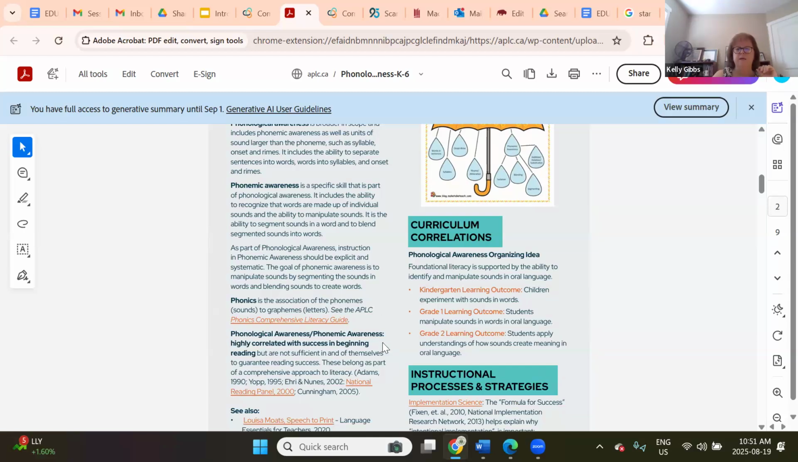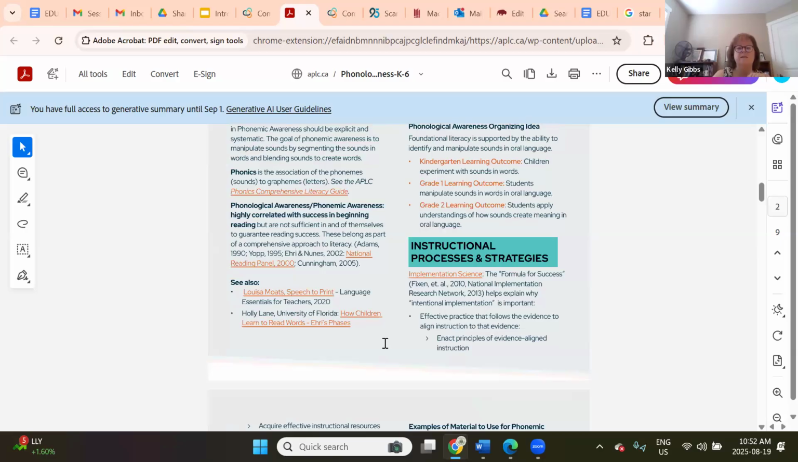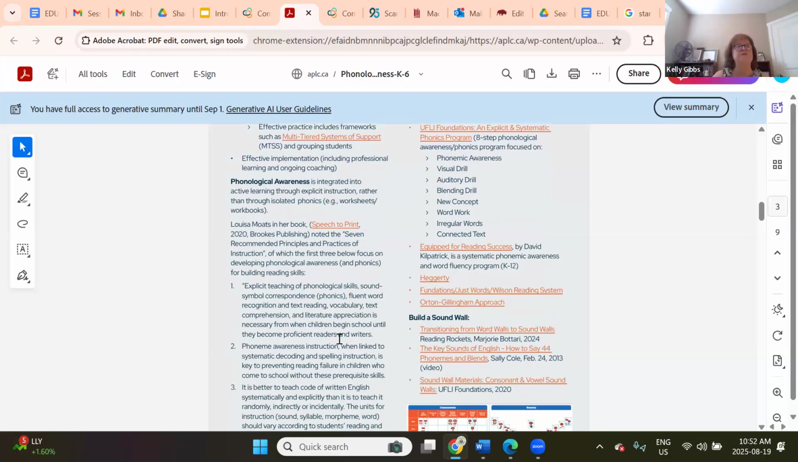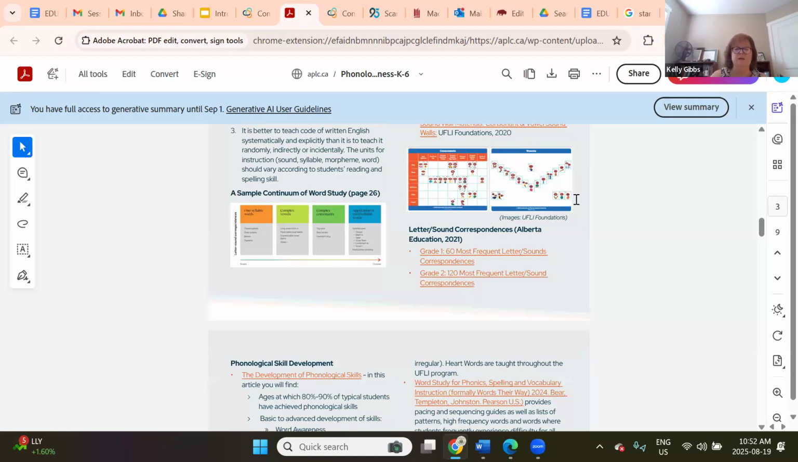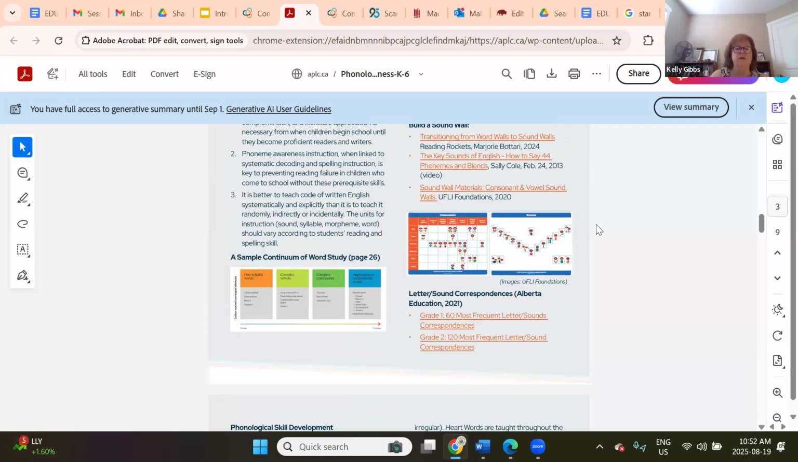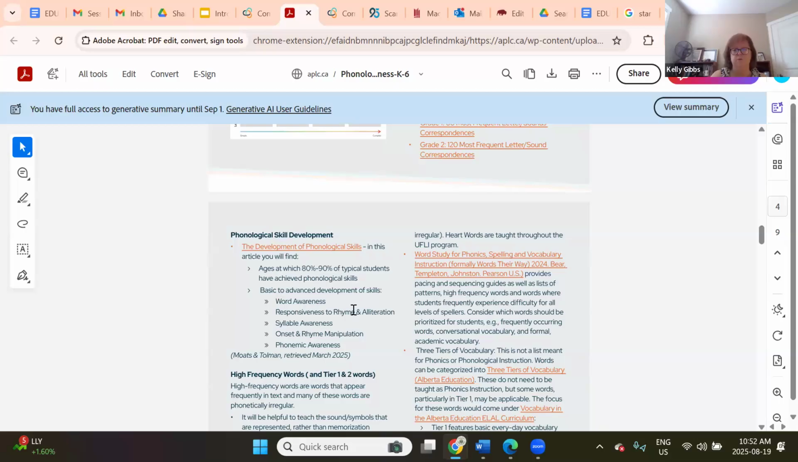There will also be in here the learning outcomes that are identified for K-2, but always remembering that all of the things that we do for decoding, for encoding and spelling, this is where it comes from. And so when you have students that are struggling, this is where we need to go back to. There is a look at some different resources, of course. This is in particular looking at a sound wall. This one comes from the UFly Foundations, but there are others out there and other materials to use.